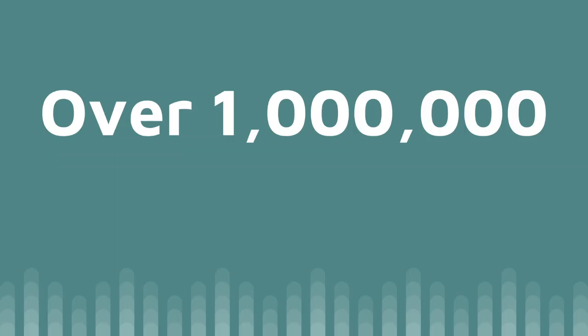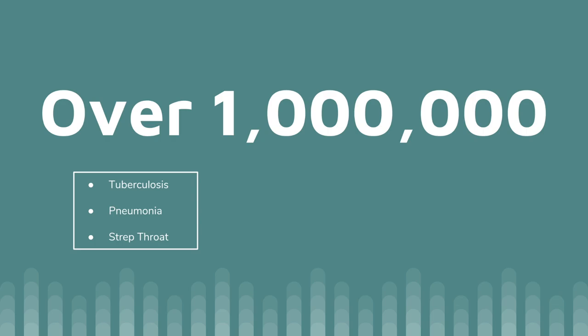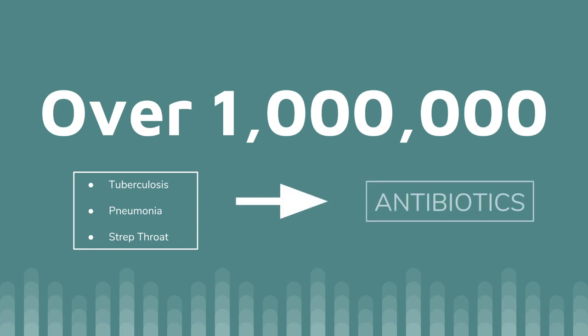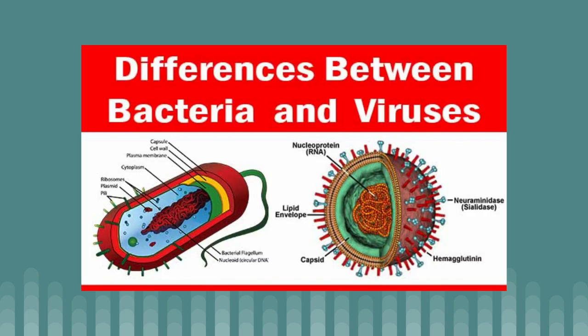So, over 1 million people per year suffer from tuberculosis, pneumonia, and strep throat, all of which can be treated by antibiotics. Antibiotics target bacteria instead of viruses because antibiotics have methods that target specific bacterial mechanisms and components like the peptidoglycan cell wall, something that viruses do not have.